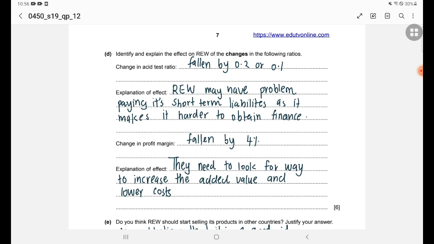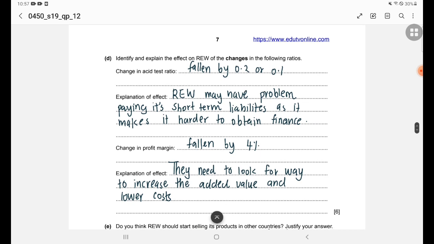Since the profit margin has fallen by 4%, they need to look for a way to increase the added value and lower the costs. You can also write they may need to sell more products to maintain current level of profit. You can also say increase prices as well.